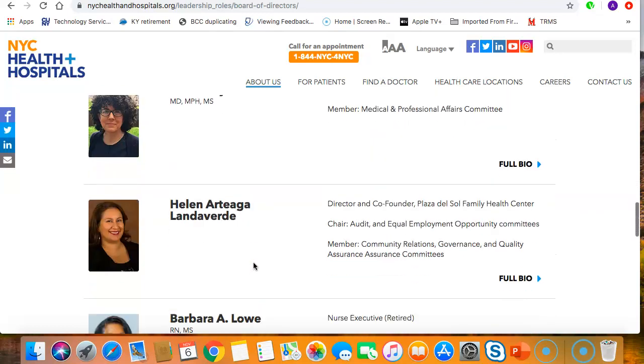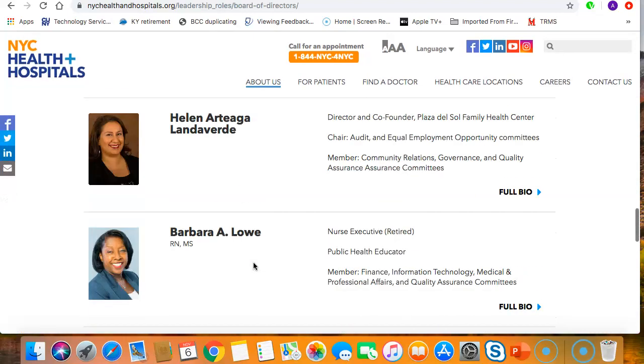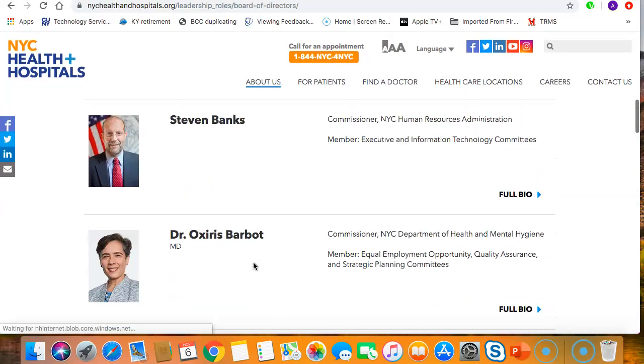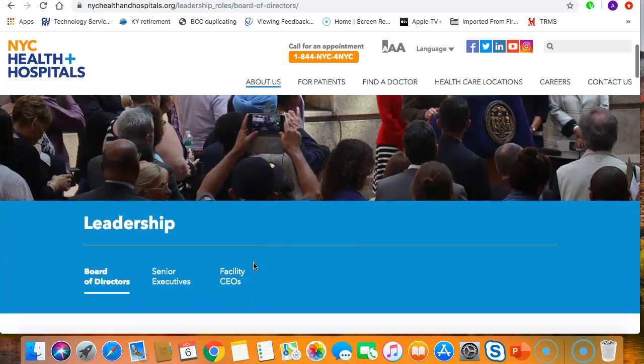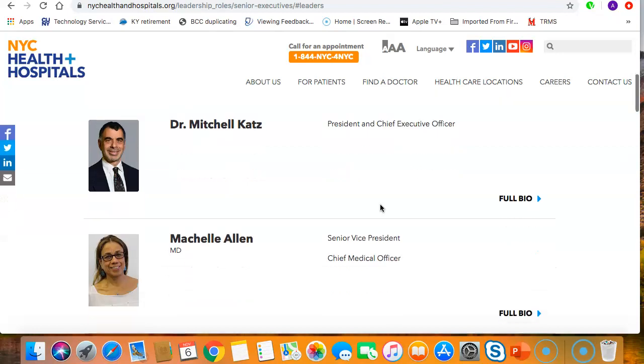So take a look at all these folks. They are members of the board. You could visit this website yourself to study this organization. Then let's look at the senior executives. Now, the senior executive is headed by Dr. Mitchell Katz, and he is a physician, but he's also, of course, not only in charge of the clinical aspect, but also the administrative and financial aspect of the hospital.